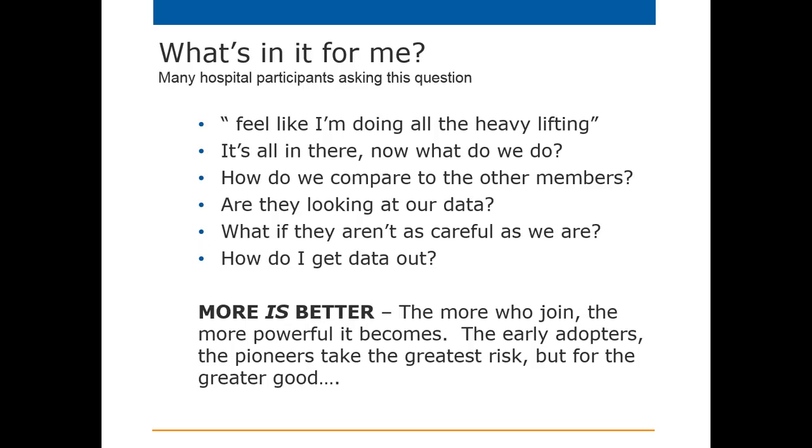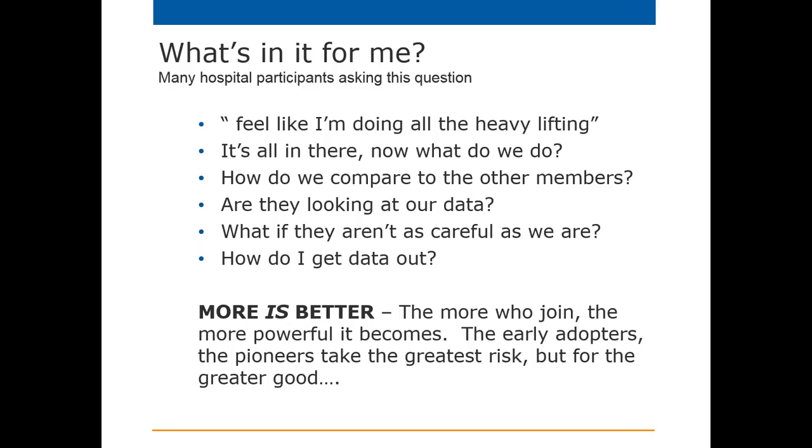How do we compare to the other members? They want to see those analytics. How do we measure up? And are other people looking at our data? Is it de-identified? What's going on? So really trying to get that information from your HIE, making sure that you have that information and that you can get it.